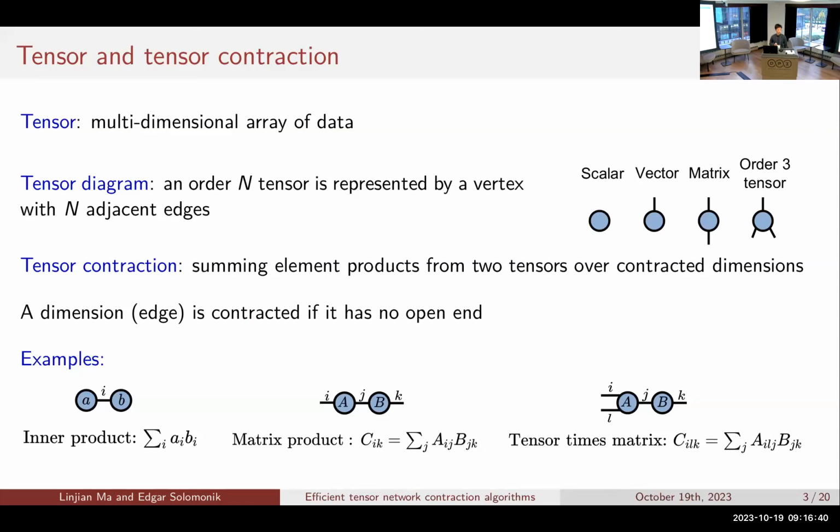A tensor contraction is a generalization of matrix multiplication by performing a reduction over specific dimensions. In the tensor diagram, a dimension is represented by an edge, and an edge is contracted if it has no open end. So here I show 3 examples. We can visualize inner product, matrix multiplication, and also tensor times matrix based on the tensor diagram.